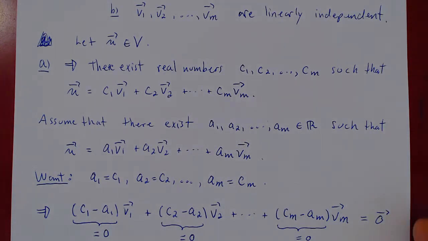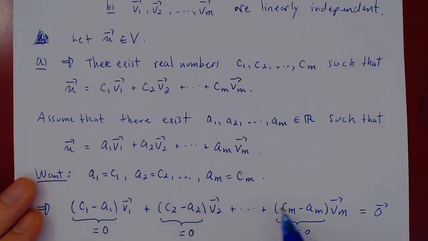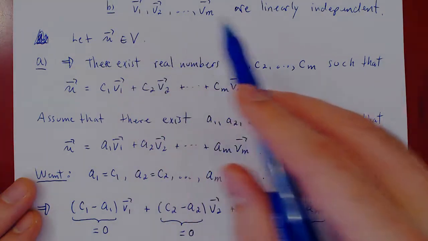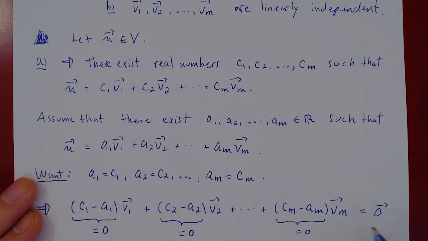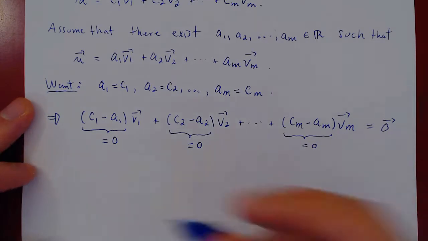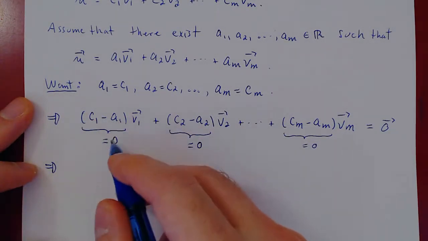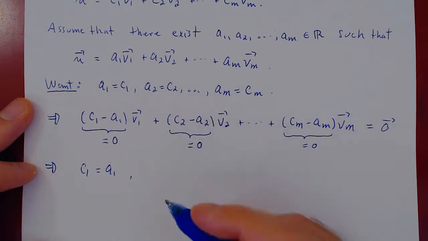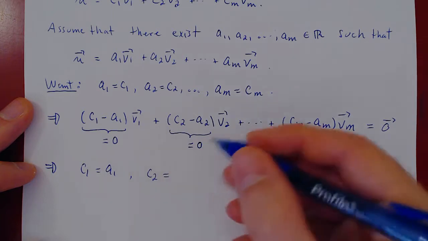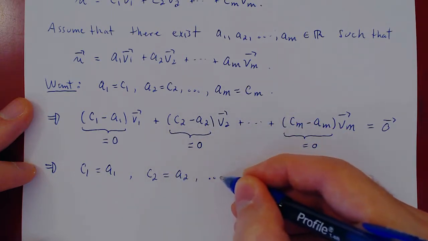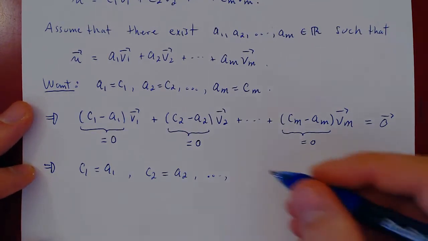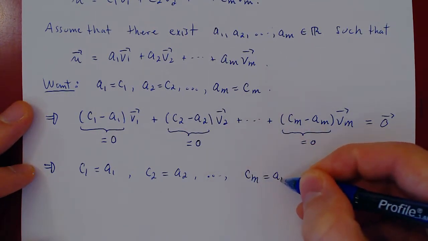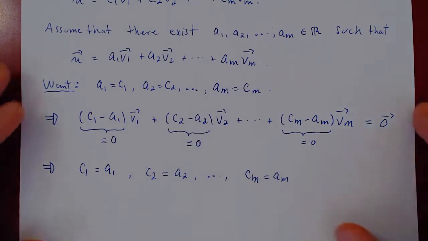Every coefficient in the linear combination giving the zero vector must be equal to 0, because by assumption the only solution to this equality is the trivial solution. Therefore every coefficient must be equal to 0. But now we're done, because obviously if C1 minus A1 equals 0, C1 is equal to A1. If C2 minus A2 is 0, C2 equals A2, up to finally Cm minus Am equals 0. So obviously Cm is equal to Am, which proves that you have uniqueness.